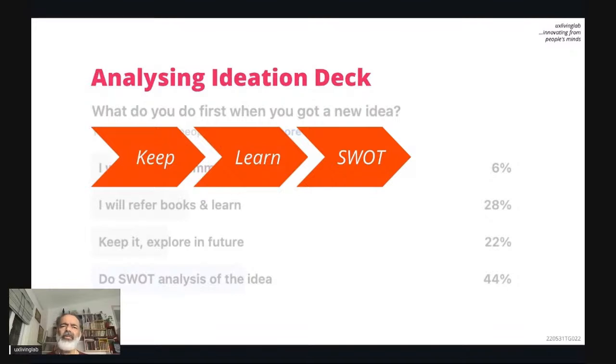I always suggest getting help from an expert on that SWOT analysis. For example, if you have an idea to do something on the financial side, it's better to talk to a finance expert before doing the SWOT analysis. That's better. Because otherwise people say, I know everything in finance, so I am doing the SWOT analysis.